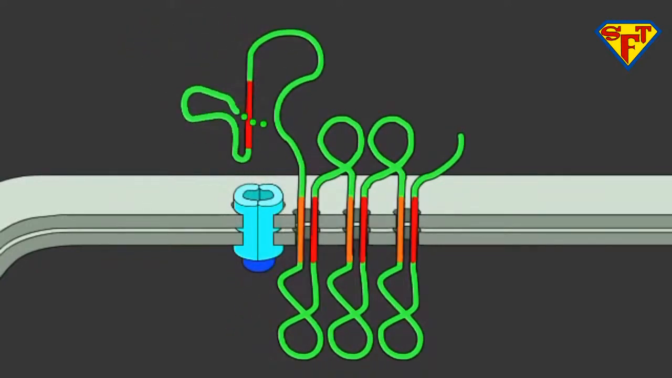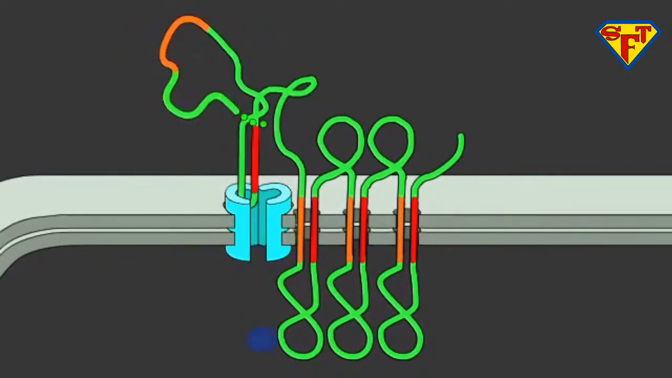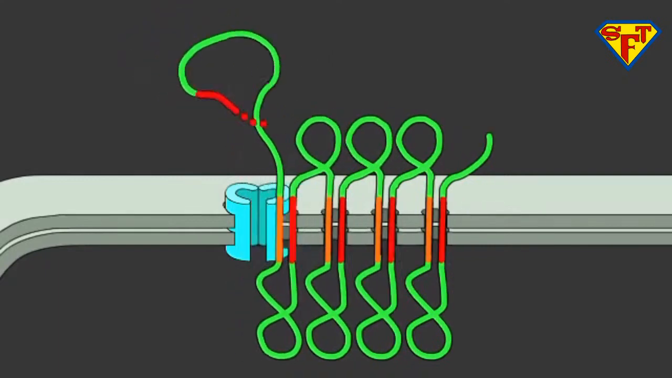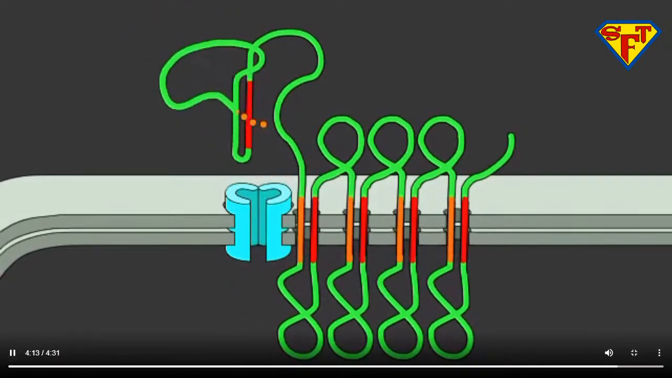Thus, multipass membrane proteins are stitched into the lipid bilayer as they are being synthesized by a mechanism resembling a sewing machine.